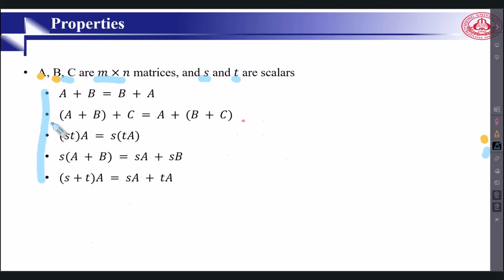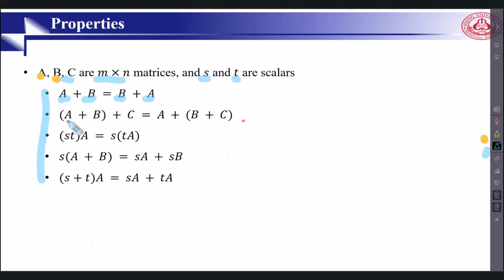Commutative means matrix A plus matrix B is always equal to B plus A. It means A plus B and B plus A are the same, right? It means the result of adding two matrices is the same regardless of the order in which they are added, very similar to addition of real numbers.